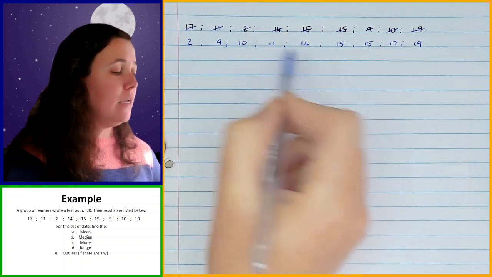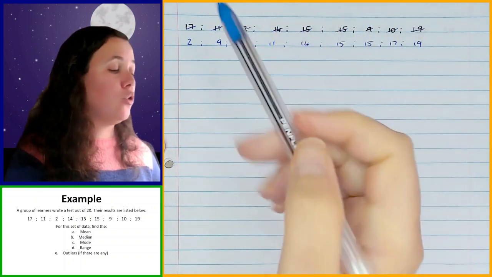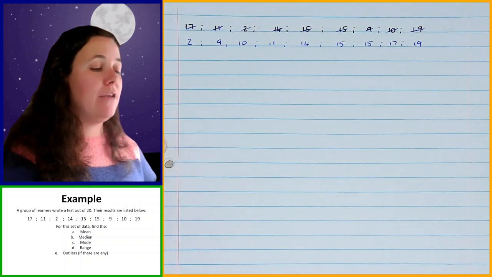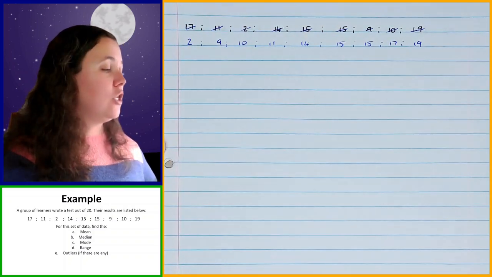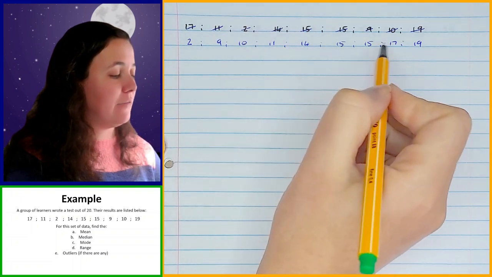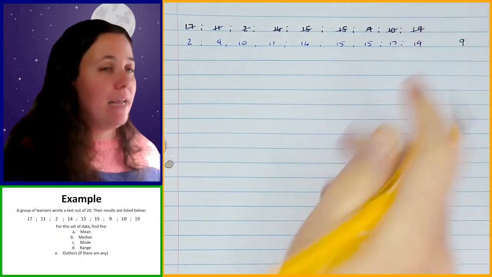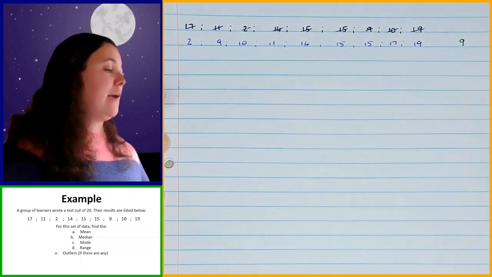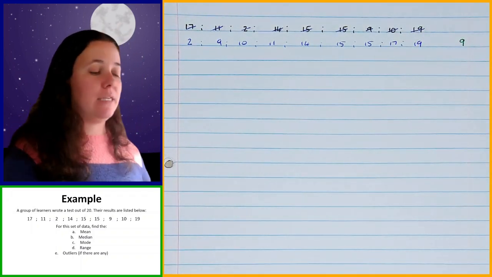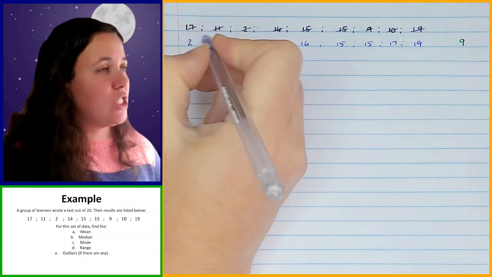Okay. Before I can work out my mean, median, mode, any of that, I also need to know how many values there are altogether. So I'm going to go and count them. 1, 2, 3, 4, 5, 6, 7, 8, 9 values altogether. So that over there is how many I'm going to be working with. I'm just writing that down so that I don't forget it. Okay, so now the first question, question A, is to work out the mean.